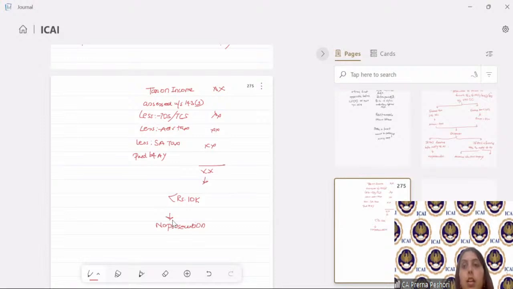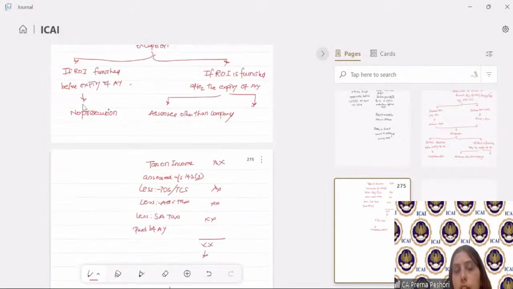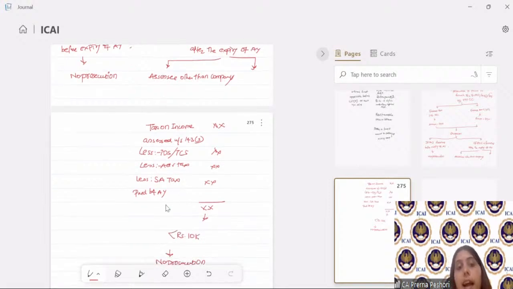So if the return of income is filed before the expiry of assessment year, then no prosecution. If it is filed after the expiry of assessment year, but if the assessee is other than a company and if the tax paid on the assessed income reduced by TDS, TCS, advance tax, SA tax is less than the 10,000, then there is no prosecution. And in case of a company, if the return is filed after the expiry of assessment year, then there will be prosecution. So this 10,000 limit is only for other than a company.